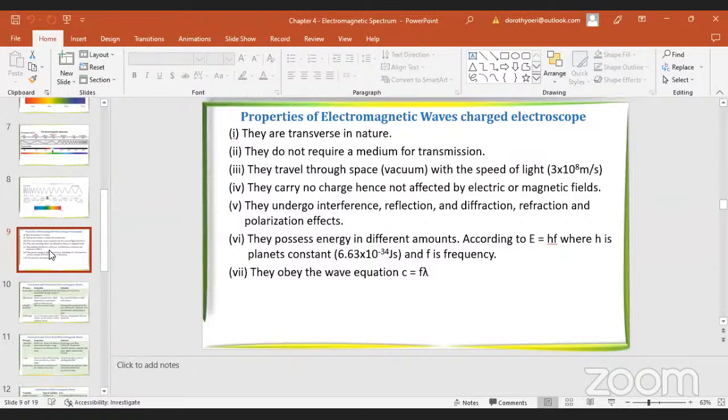Now, the first property is that they are transverse in nature. I'm not going to go into defining what a transverse wave is, because that has already been covered in Form 2. They do not require a medium of transmission.